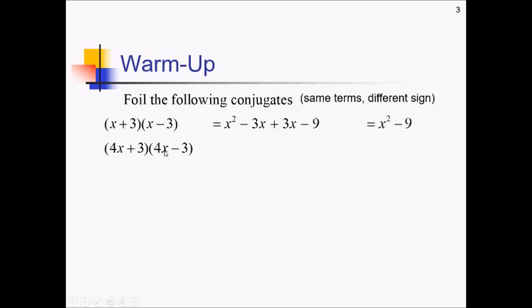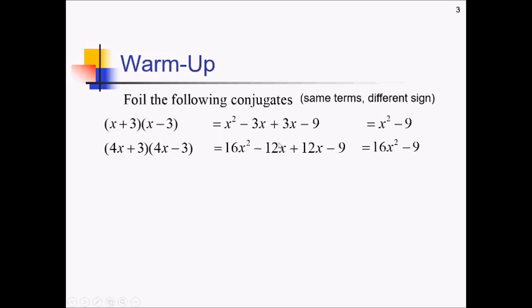So 4x times 4x, that's 16x squared. And then 4x times negative 3 is negative 12x. 3 times 4x gives us 12x. And 3 times negative 3, negative 9. Well, these 12x's in the middle are going to cancel out just like the 3x's did, leaving us with 16x squared minus 9. So is there a pattern here?